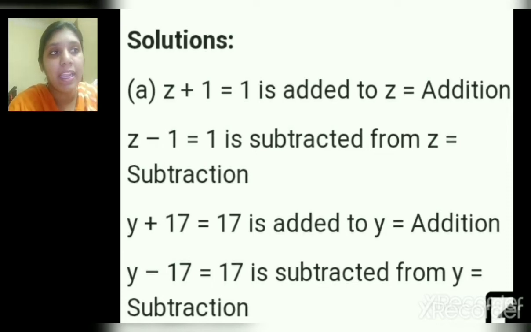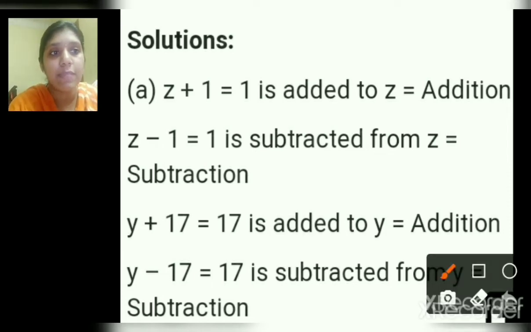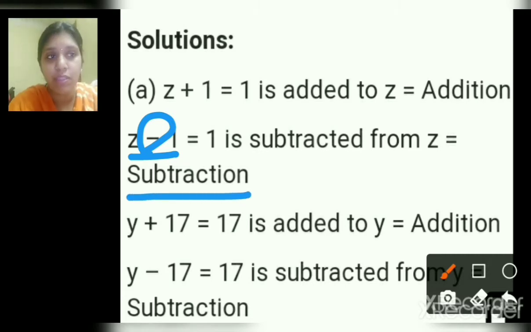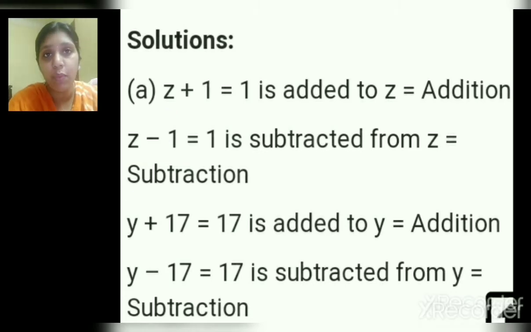So z minus 1. We read it as z minus 1. But what is the operation used? Subtraction. So how is the expression formed? 1 is subtracted from z. So we have 1 is subtracted from z.